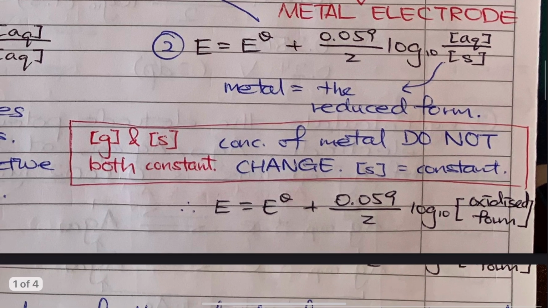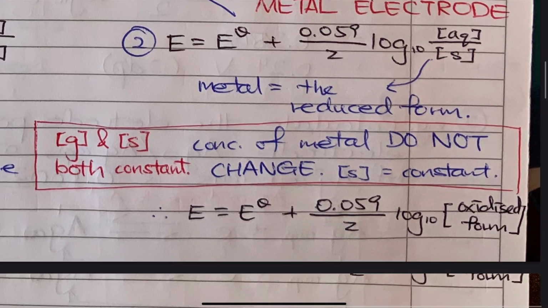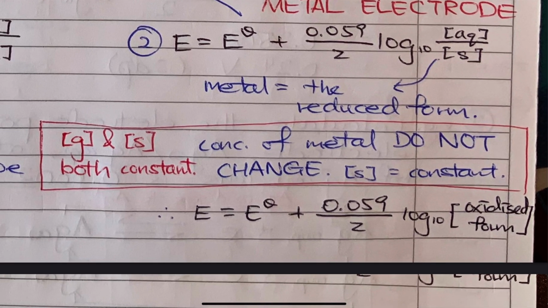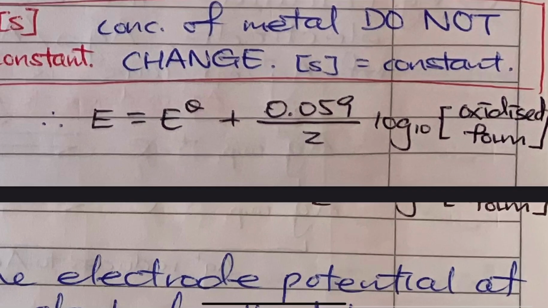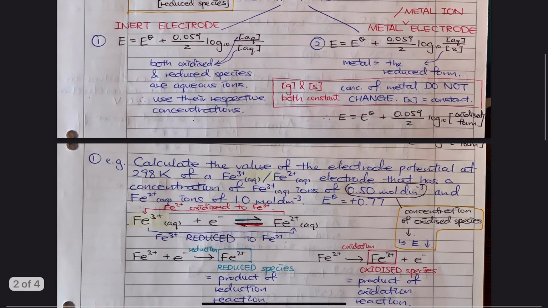So since the concentration of anything that's solid does not change at all, or gas, the concentration of gas and solid will be constant. This is really important here. And since they're constant, you can basically ignore it. Hence the equation will look the same, just that you don't have to divide by a solid or gas. You can just straight away log 10 the oxidized species. So that's the two situations you can have.